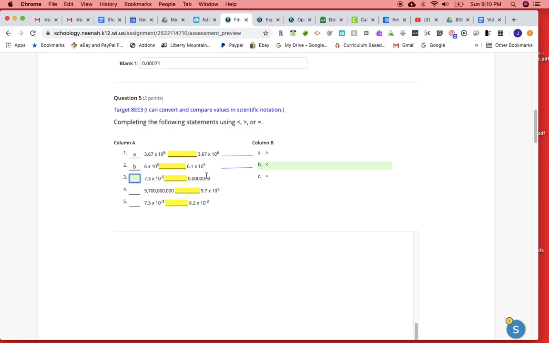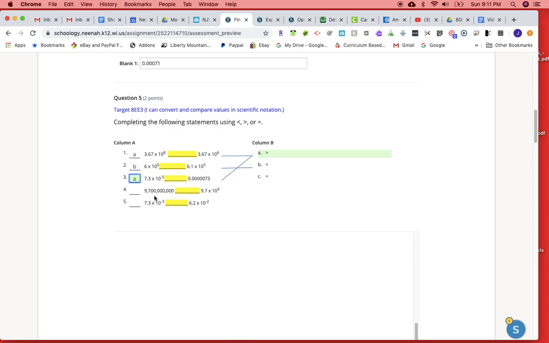Which one's bigger? Which one's closest to 0 in this case? Because they both be negative numbers. This negative 5 is closer to 0, so that one's bigger. So 7.3 times 10 to the negative 5th is greater than 0.000073. So make sure you convert these into either both scientific notation or both into standard notation. I made them both into scientific notation.